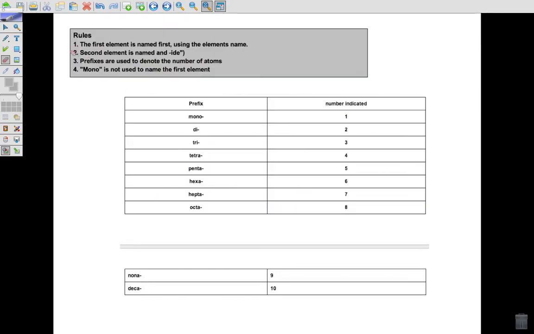The first thing to naming covalent chemical formulas is you write the first element's name first. So for example, if I had CO2, C is carbon, so I'd write carbon. And then I write the second element with "ide" at the end. So I have CO2, the O represents oxygen. I take the root and put "ide," so oxide.